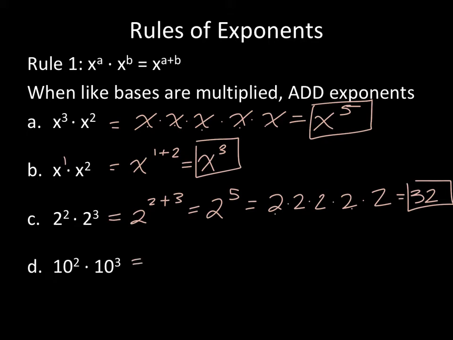10 squared times 10 cubed. 10 raised to 2 plus 3 again, which is 10 raised to 5. 10 is really nice because when you have an exponent of 10, all you have to do is just put that amount of zeros. So 10 raised to 5 is actually 1 with 5 zeros following. 1, 2, 3, 4, 5. 100,000.